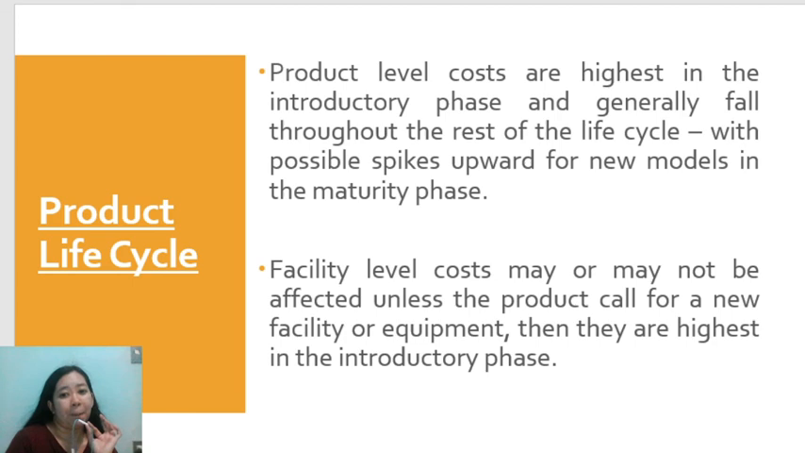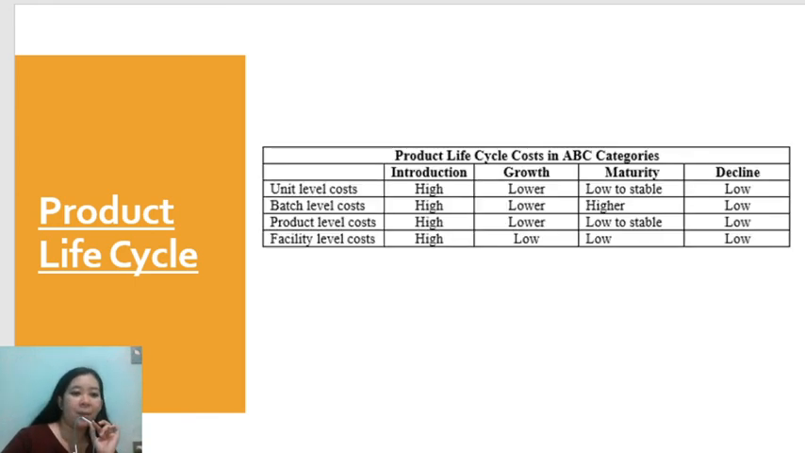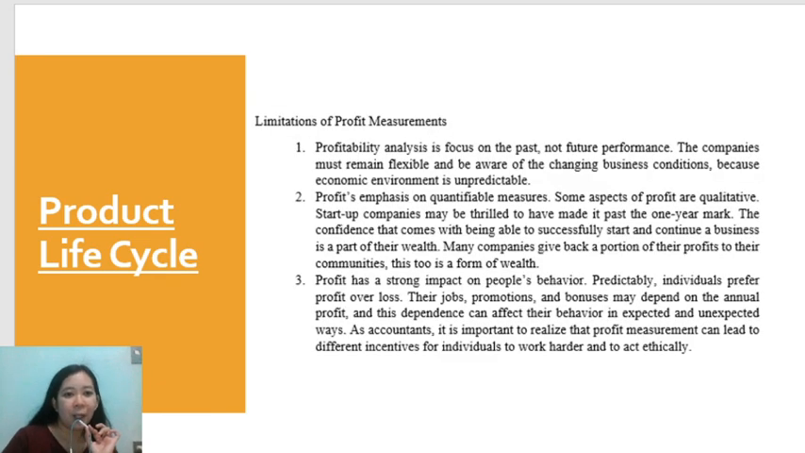Facility level. Okay, this cost may or may not be affected unless the product calls for a new facility or equipment. Okay, then they are highest in the introductory phase because this is just the stage where we actually invest. Okay, so the table here summarizes what we have just discussed for the ABC categories and the product life cycle stages.